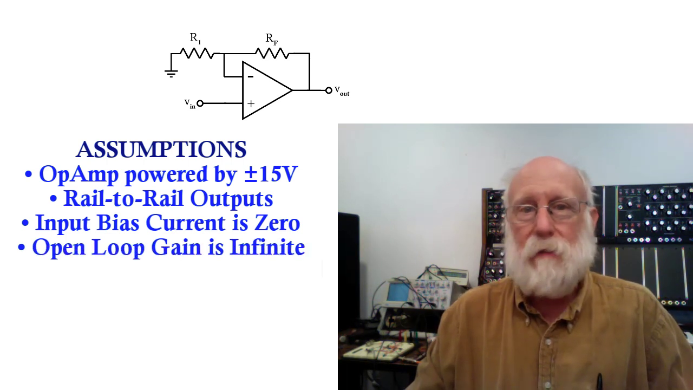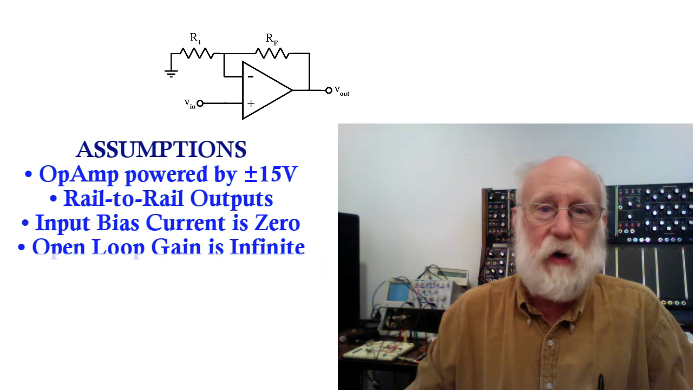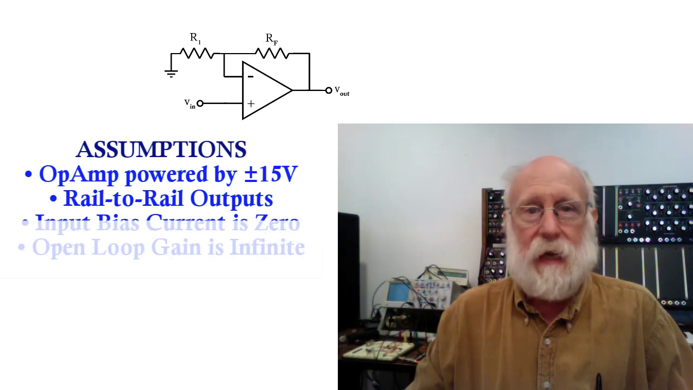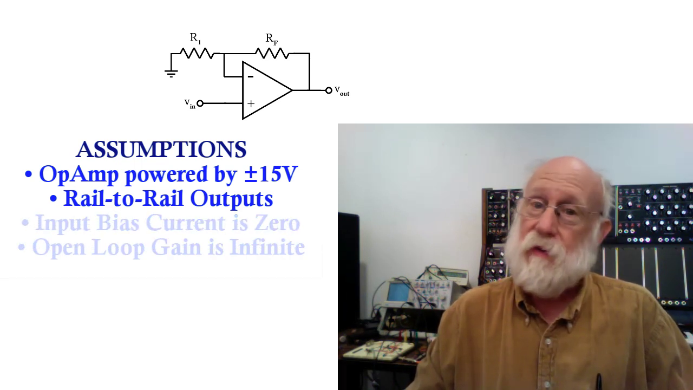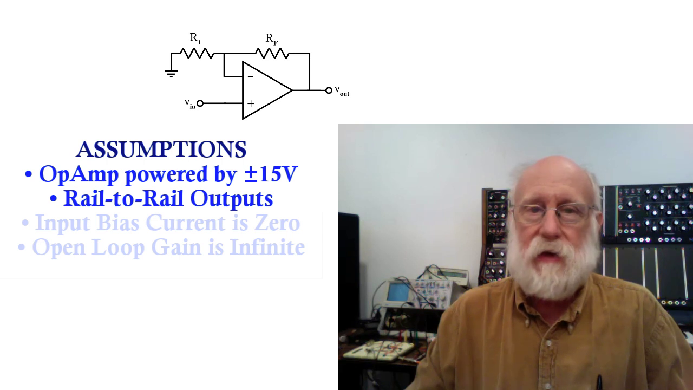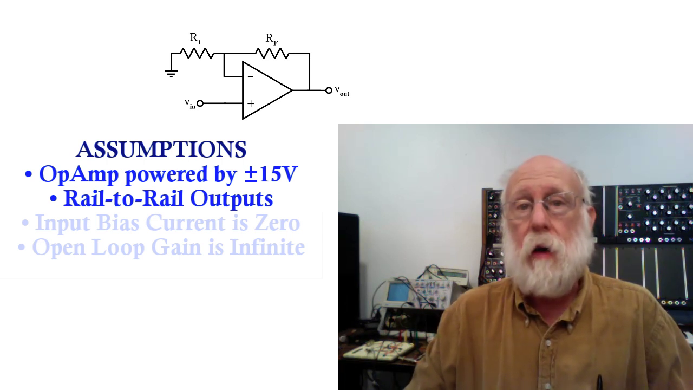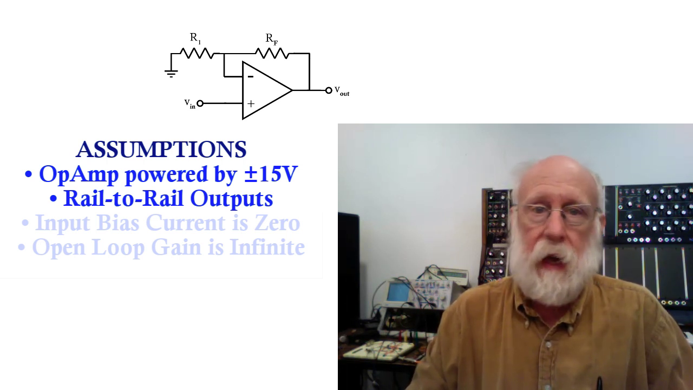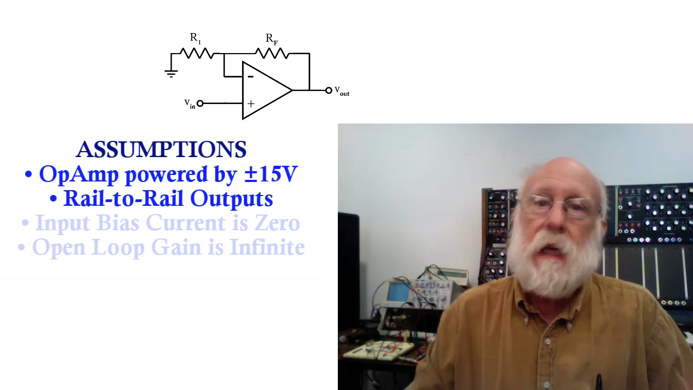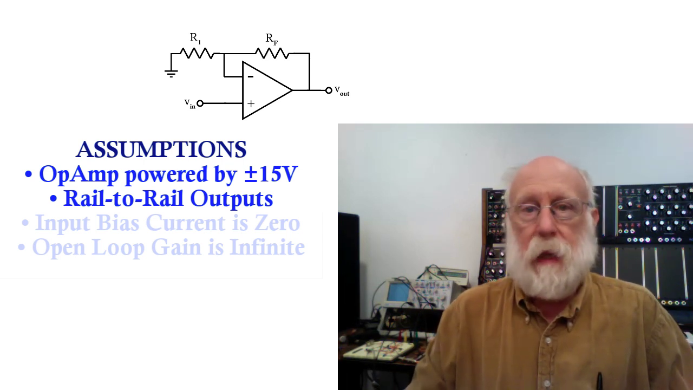Now, you cannot obtain an op-amp with infinite open loop gain or 0 bias currents, although you can get ones with very high gain and very low bias current. You can, however, get operational amplifiers with rail-to-rail outputs. They typically cost a bit more, but they are available.